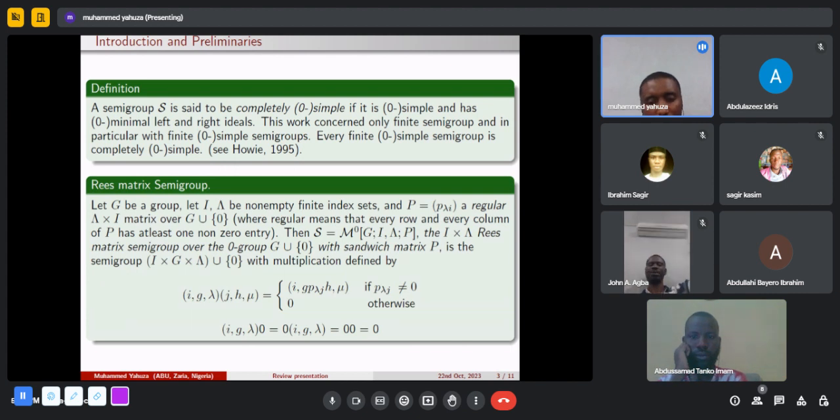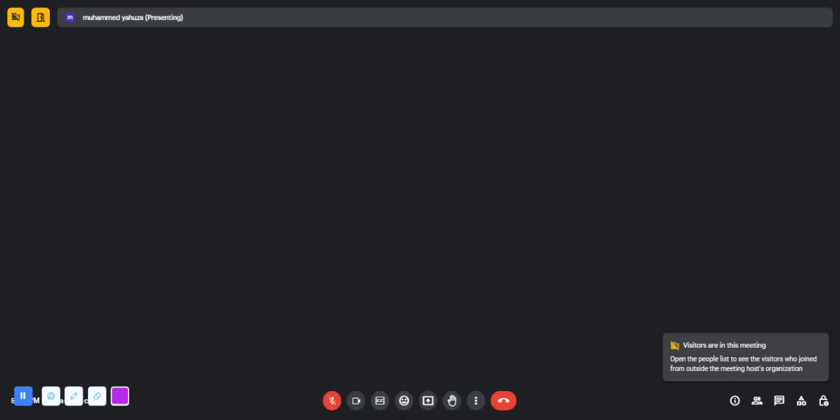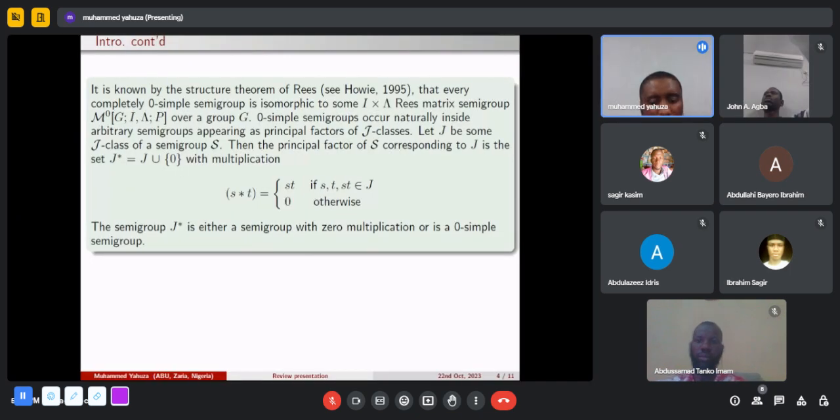By index set here we mean I and lambda; the elements of I and lambda are used to label the matrix lambda cross I. So P is a regular lambda by I matrix over G union 0, where G union 0 is the principal factor of S. Then the principal factor of S corresponding to J is the set J star, which is J union 0, with multiplication defined in this way.